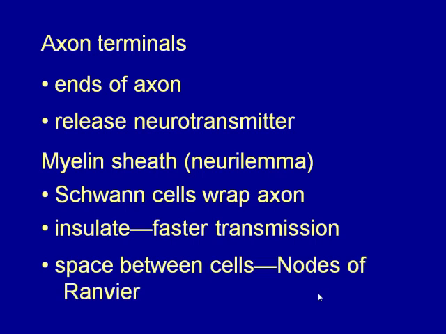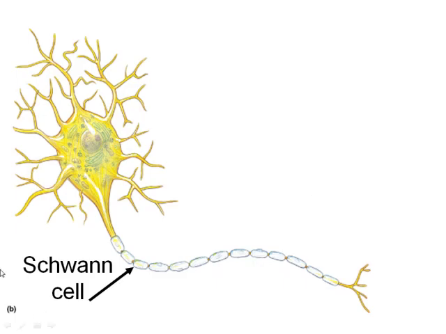Now, in the peripheral nervous system, there's going to be space between the Schwann cells, and these little spaces are called the nodes of Ranvier. So if we look back at our neuron, individual Schwann cells wrap, and then there are little spaces between, and these are the nodes of Ranvier.